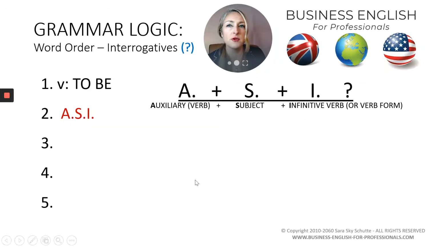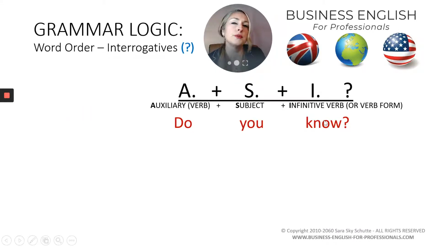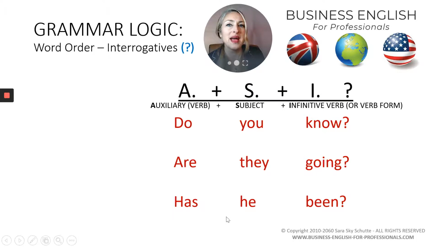How does this work? Here we have, for example, do you know? Okay, this is the auxiliary. This is a present simple. So do you know? Are they going? This is a present continuous with the verb to go. Okay, or has he been? Okay, here with all of these, we have the subject. All right.